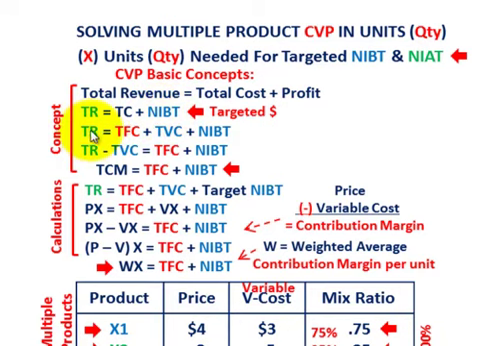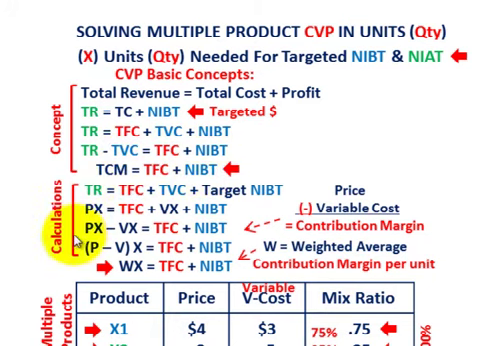Okay, so we can further look at it where TR, total revenues, equals our total fixed cost plus our total variable cost, that's the total cost, plus the net income before taxes in this case. We can rearrange this equation just by moving our total variable cost over to the other side. So total revenues less total variable cost equals our total fixed cost plus our profit, net income before taxes. This difference between total revenues and total variable cost represents our total contribution margin. So total contribution margin equals our total fixed cost plus net income before taxes.